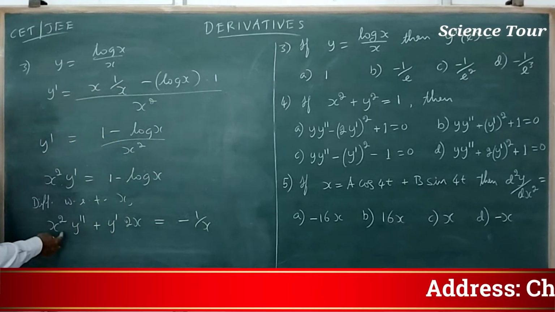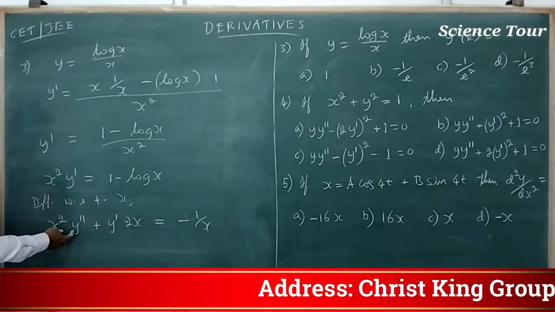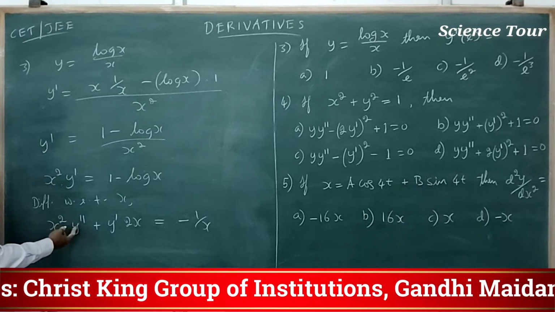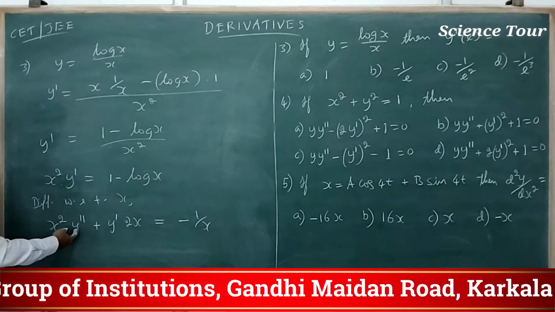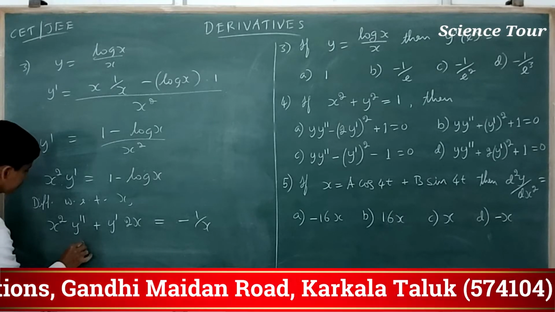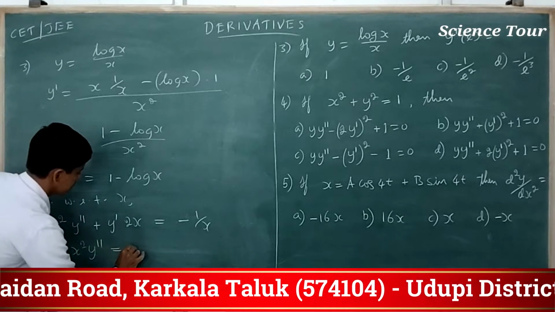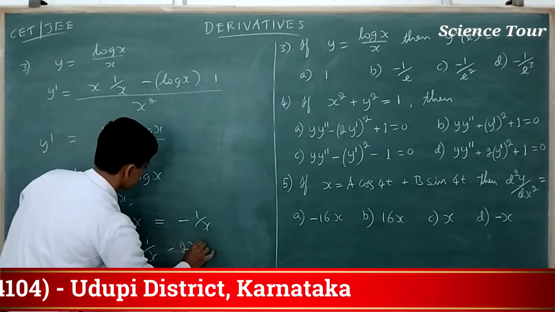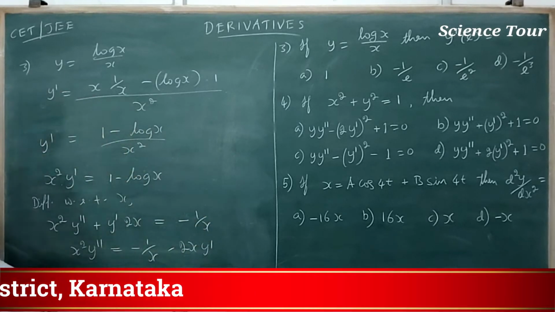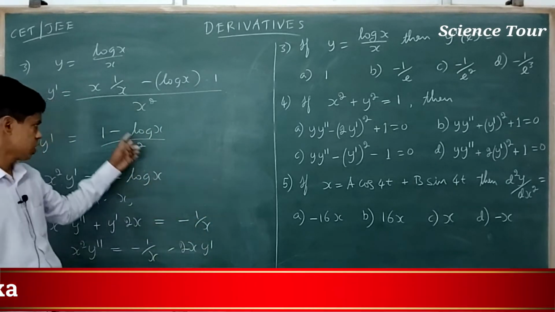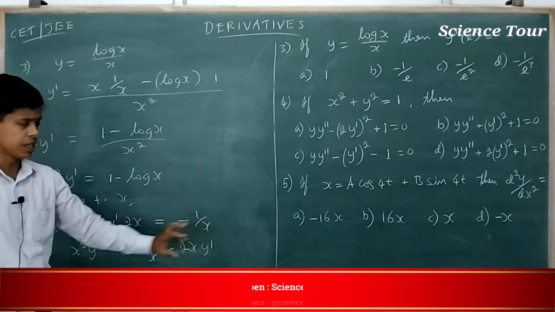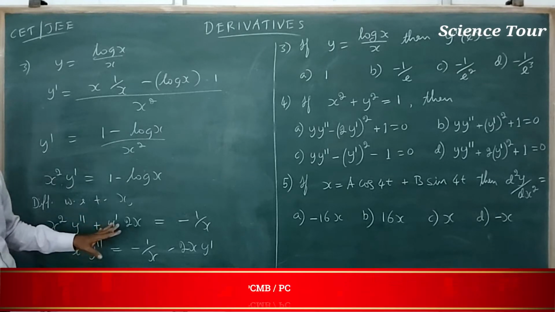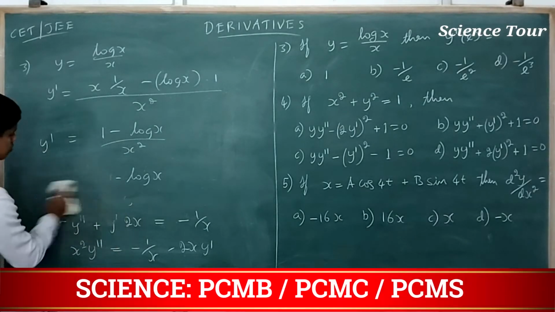Well, now you can take y double dash, correct. So what is y double dash? Minus 1 by x and minus 2x y dash. So what you have to do is substitute that y dash and then simplify it, right. So this looks a little complicated, so it is better to avoid this method.